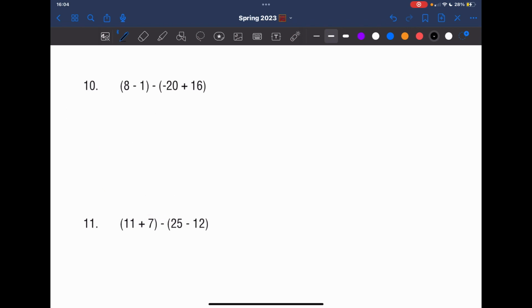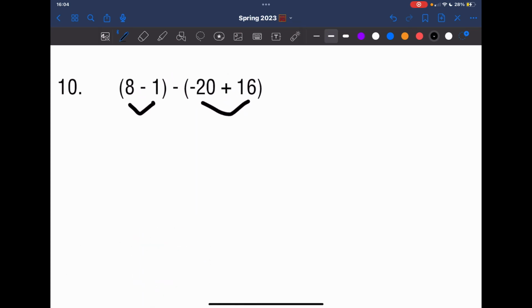Inside each set of parentheses. So we're working here and then here. So once you work inside the parentheses, you can drop them. So I have 8 minus 1 is 7. Bring down the negative. -20 plus 16 is -4. These two signs together will give me addition. So I have 7 plus 4 equals 11.